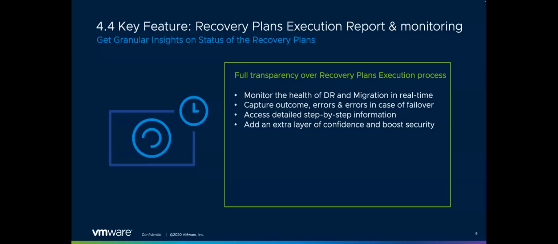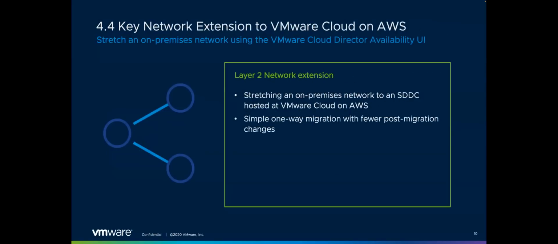Furthermore, we have network plans, execution report, and monitoring. Version 4.4 offers a layer 2 network extension to VMware Cloud on AWS for stretching an on-premise network to an SDDC hosted at VMware Cloud on AWS, making one-way migration simpler with fewer post-migration changes necessary. Now let us explore some operational improvements.